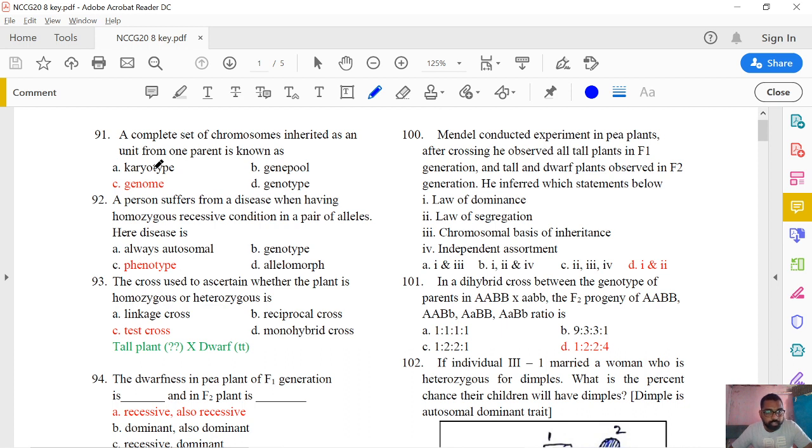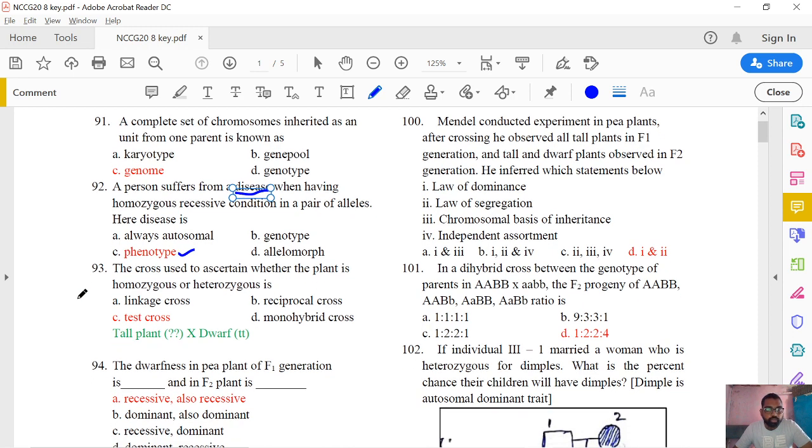Question number 92. A person suffers from a disease when having a homozygous recessive condition in a pair of alleles. Homozygous recessive condition causing disease, all these things, we cannot tell whether it is autosomal or sex linked. So autosomal cannot be the correct answer. It is not genotype, as I am talking about the character, that is the disease here. Allelome, or the forms of alleles, again it is wrong. So it is phenotype. Here the disease is the phenotype, the physical expression of the gene.